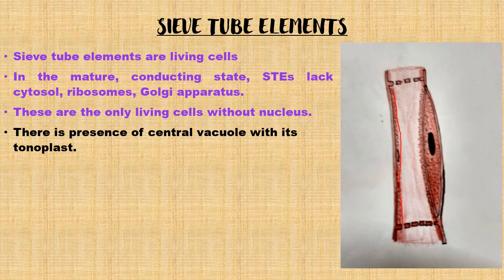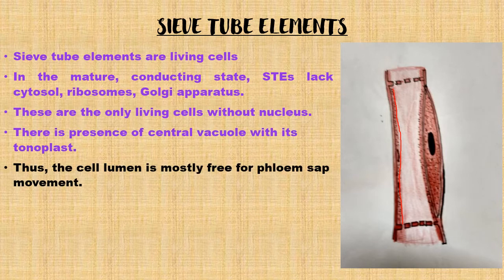And there is a central vacuole with lots of tonoplast. The cell lumen is mostly free so that phloem sap conduction can take place through this lumen. And this end plate, we can see, is very perforated.